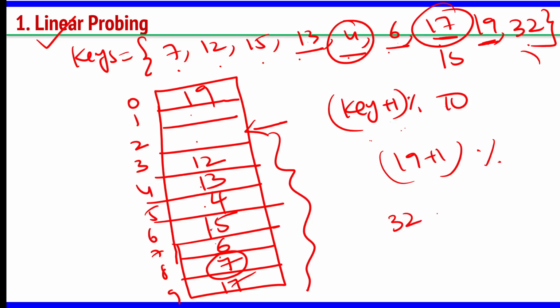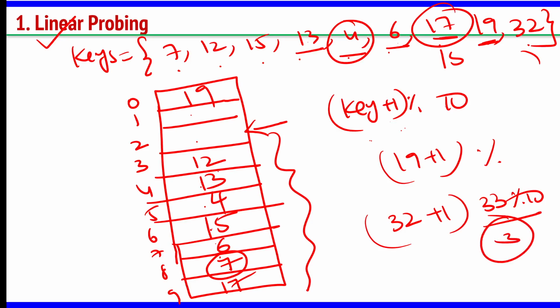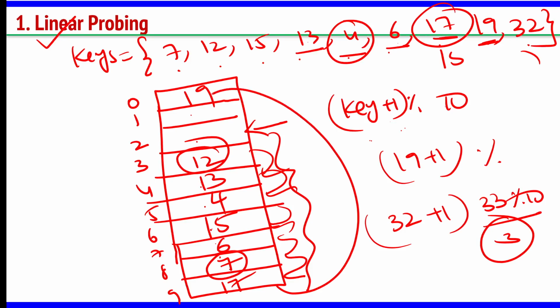Then came 32 plus 1, that is 33. Modulo 10, it is 3. The third box is filled. Go to the next location, not free, not free, not free, not free. From here again come back to the top, back to 0. 19 is there, not free, so you fill 32 here. Next, 15 plus 1 is 16, 16 modulo 10 is 6. Box 6 is already filled, so look for the next place. You will put 15 here. This is the approach of linear probing.